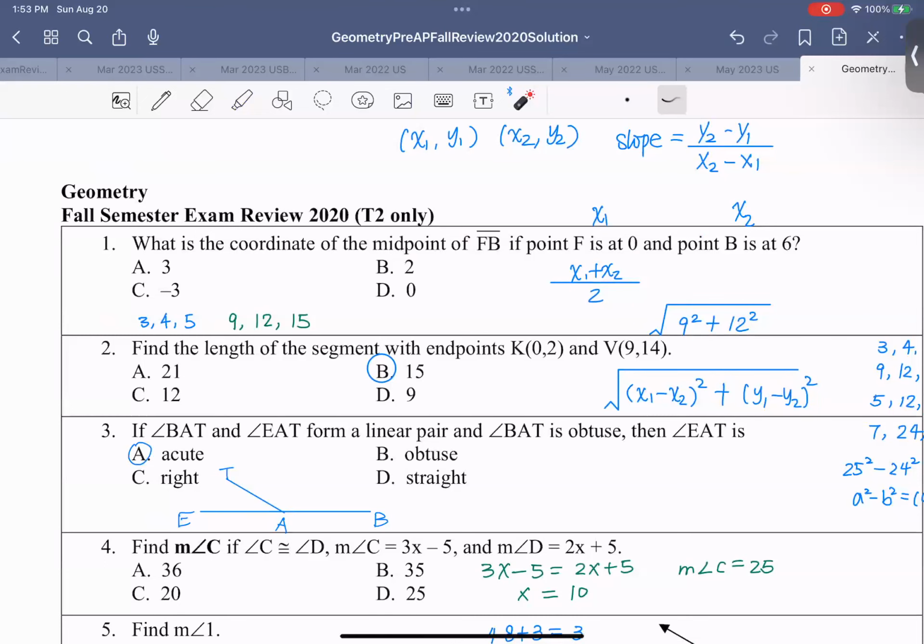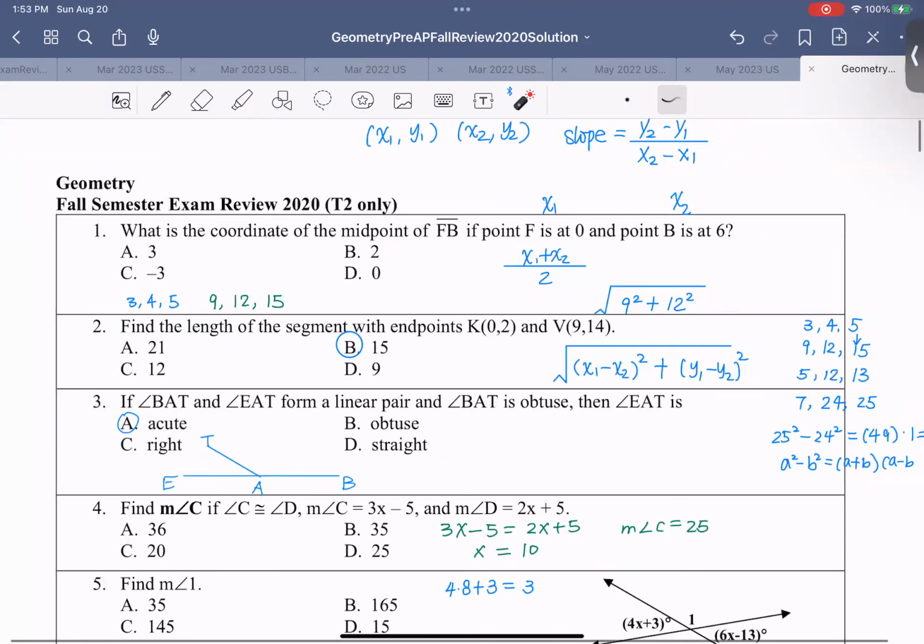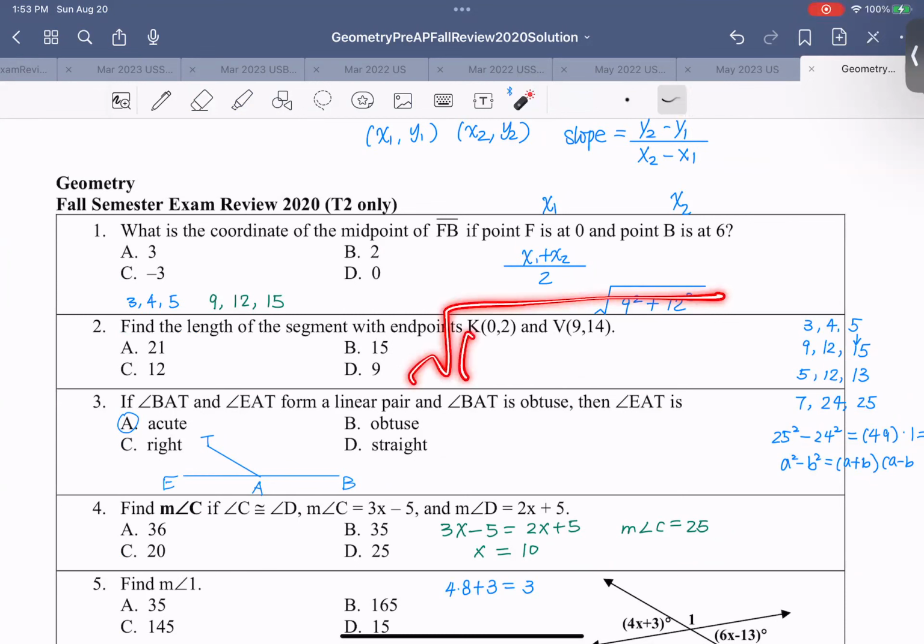Next one, number 2. Let's do the distance formula. You already learned the distance formula. The distance formula is going to be the square root of (x1 minus x2) squared plus (y1 minus y2) squared. Go ahead, do this calculation and text me your ABCD choices in the Zoom chat. Let's see who can do it very fast, please.